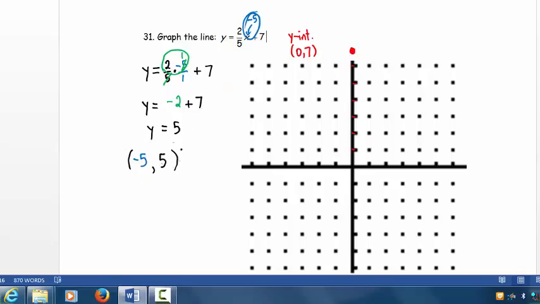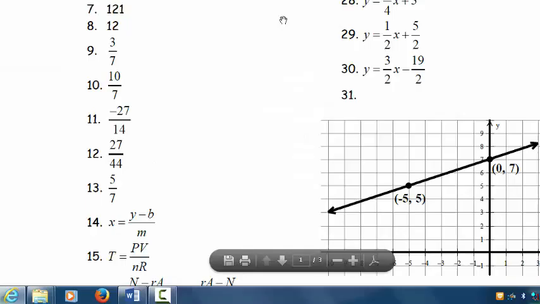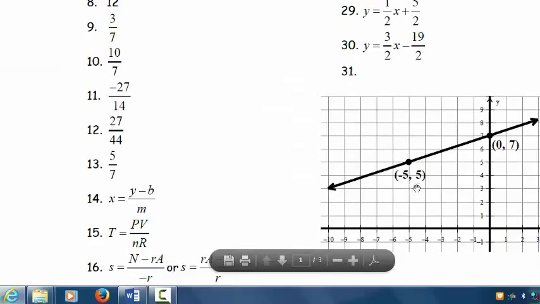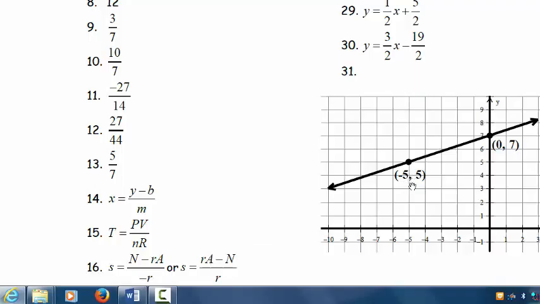So we need to plot this point. From the origin, we go to the left 1, 2, 3, 4, 5 units, and up 5, 1, 2, 3, 4, 5. There is our line. Here in the answer key, they happened to use the same point that I did. But even if they hadn't used the same point, the same line would have been generated.